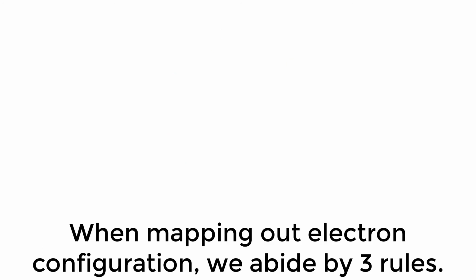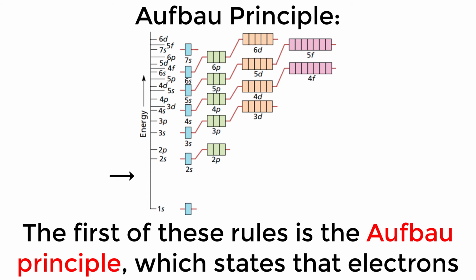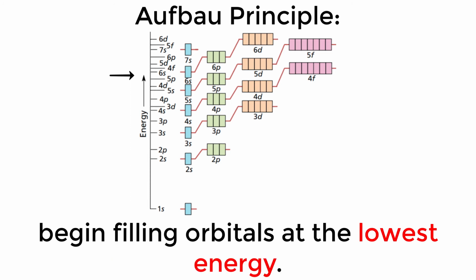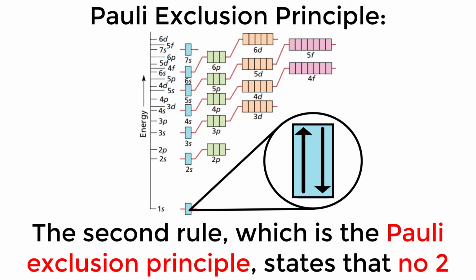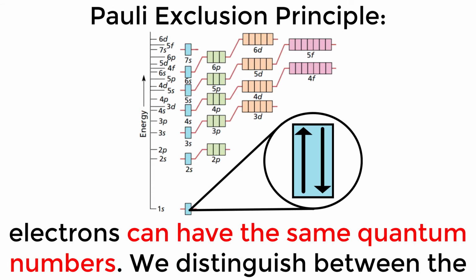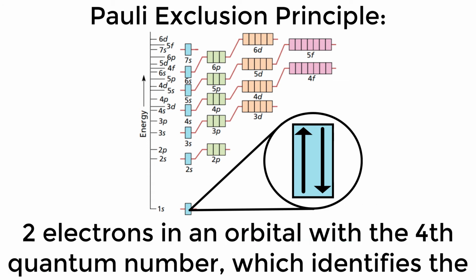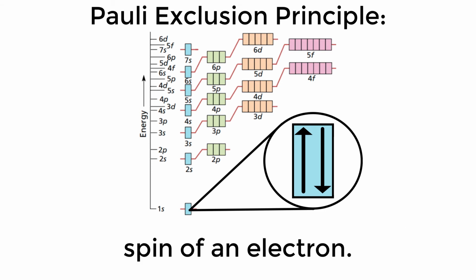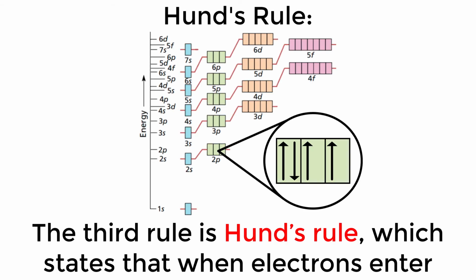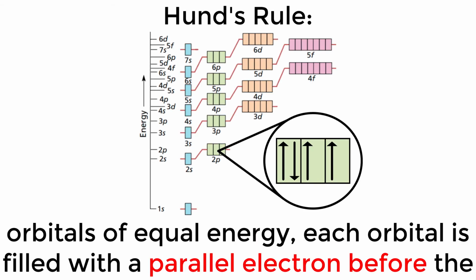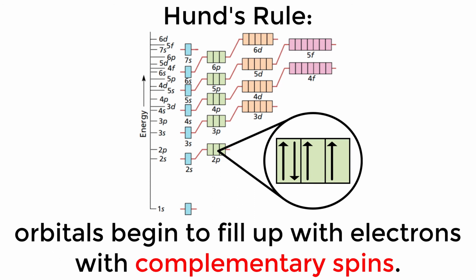When mapping out electron configuration, we abide by 3 rules. The first of these rules is the Aufbau Principle, which states that electrons begin filling orbitals at the lowest energy. The second rule, which is the Pauli Exclusion Principle, states that no 2 electrons can have the same quantum numbers. We distinguish between the 2 electrons in an orbital with the 4th quantum number, which identifies the spin of an electron. The third rule is Hund's rule, which states that when electrons enter orbitals of equal energy, each orbital is filled with a parallel electron, before the orbitals fill up with electrons with complementary spins.